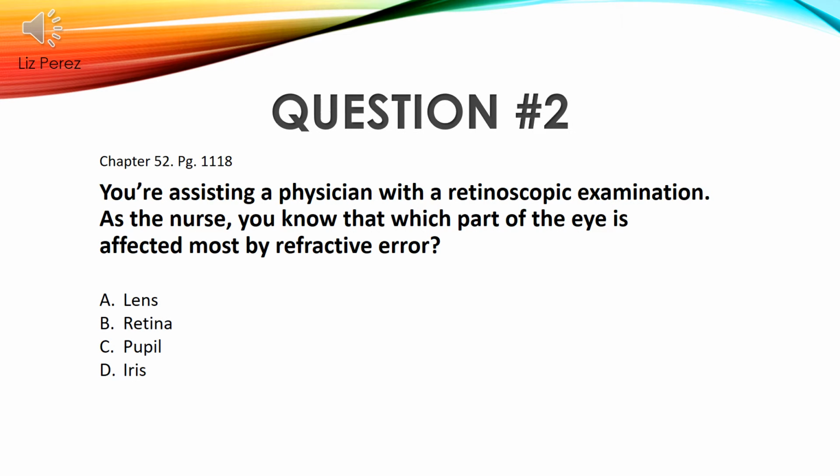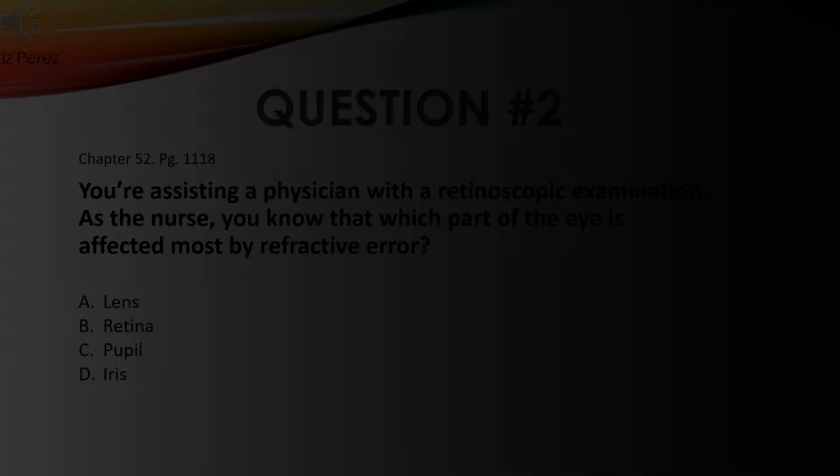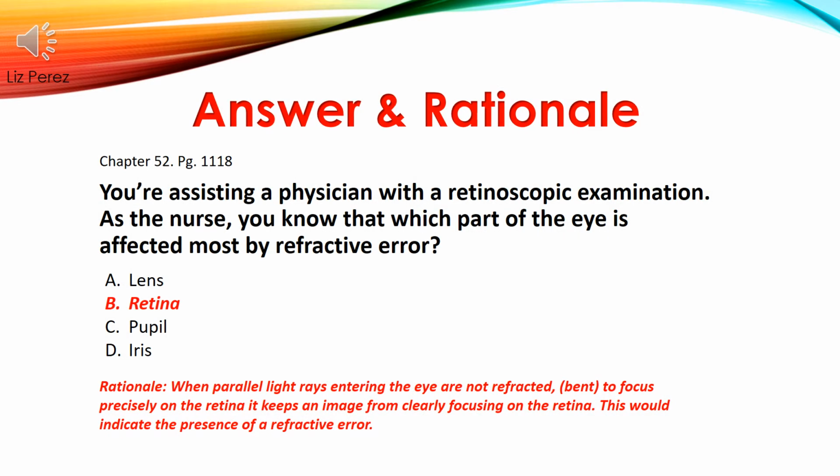Question number 2. You're assisting a physician with a retinoscopic examination. As the nurse, you know that which part of the eye is affected most by refractive error? A. Lens, B. Retina, C. Pupil, D. Iris. If you selected B. Retina, great job, that is correct. When parallel light rays entering the eye are not refracted or bent to focus precisely on the retina, it keeps an image from clearly focusing on the retina. This would indicate the presence of a refractive error.